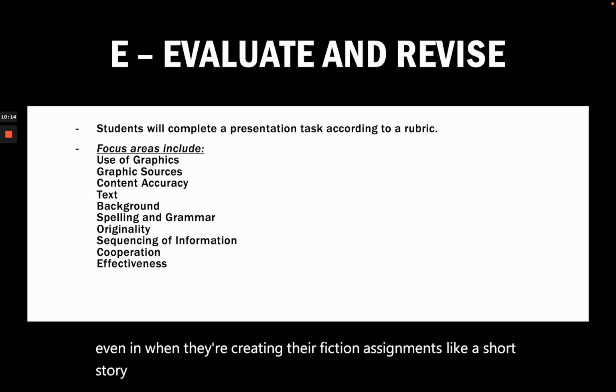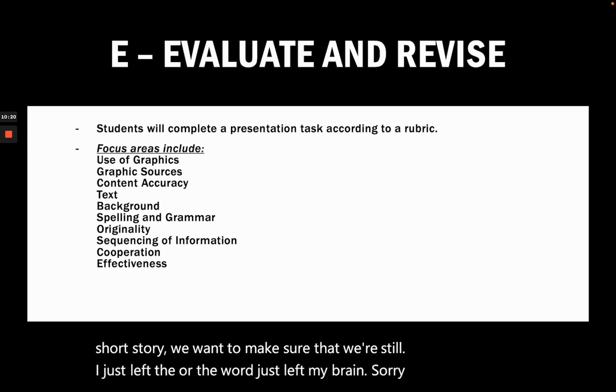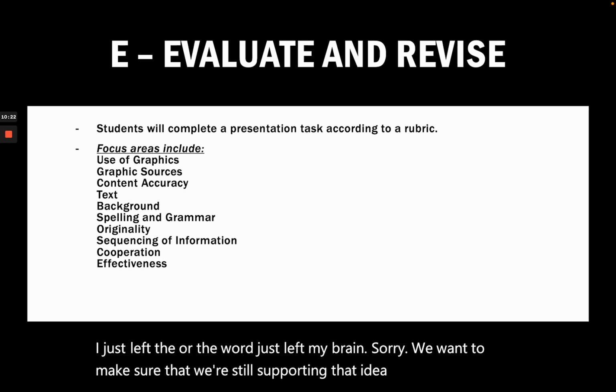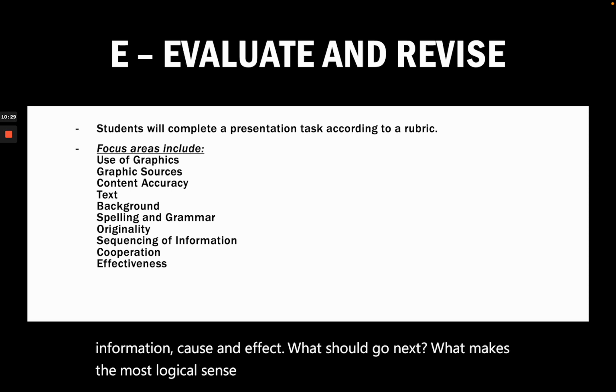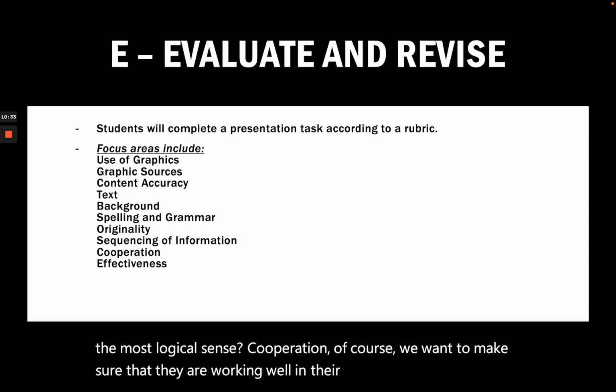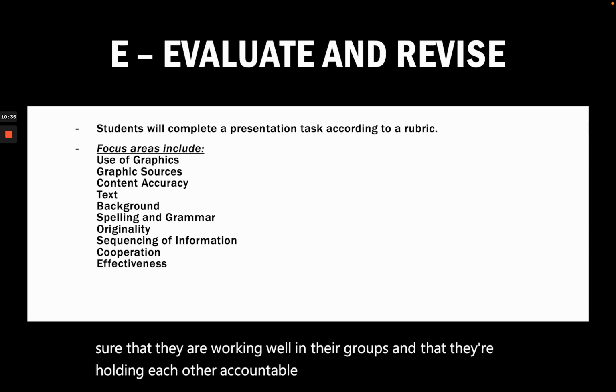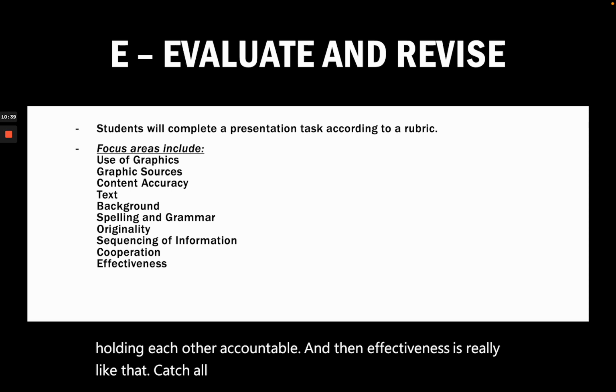We want to make sure that we're still supporting that idea of sequencing of information, cause and effect, what should go next, what makes the most logical sense. Cooperation, of course, we want to make sure that they are working well in their groups and that they're holding each other accountable. And then effectiveness is really like that catch-all overall. How effective were you at presenting the copyright topics given to you?